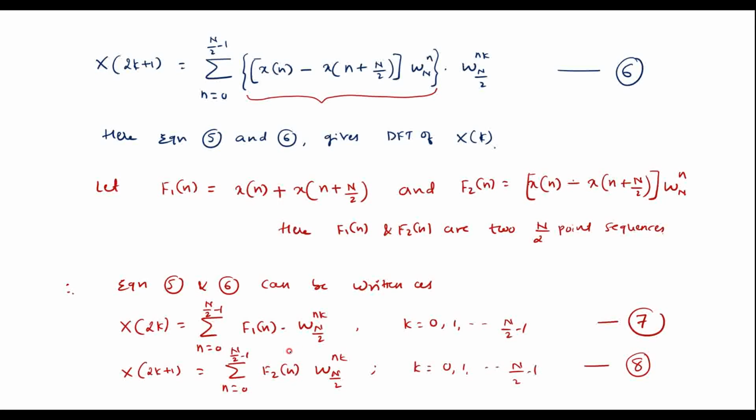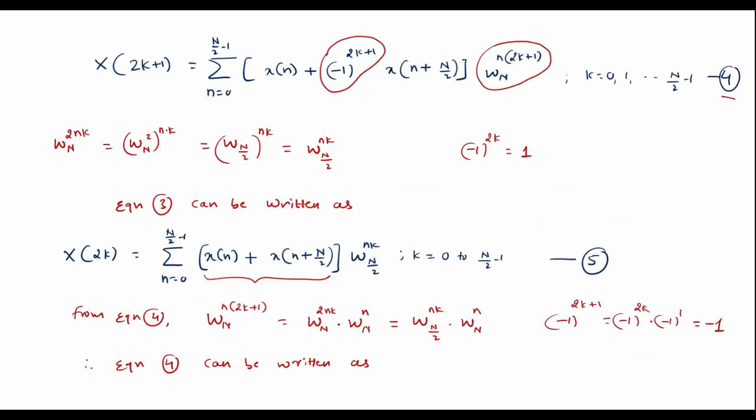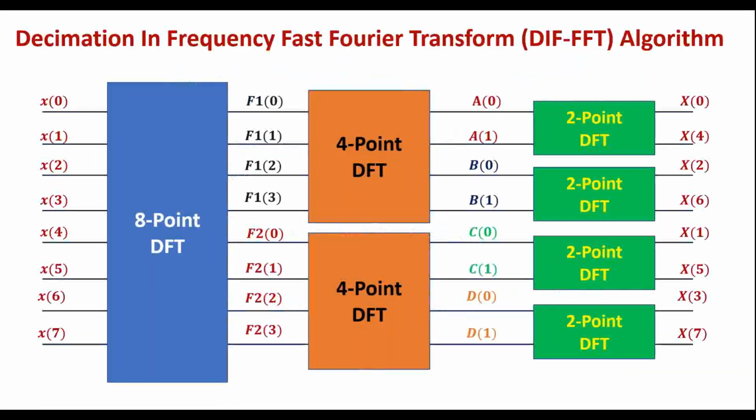So here we can observe that X of k is an N point DFT, and X of 2k and X of 2k plus 1 are two N by 2 point DFTs. So here we have done the decimation in frequency, so the name is decimation in frequency FFT algorithm. This is the result of the first stage decimation in this block diagram: this part is f1 of n and this part is f2 of n. That is, the first decimation is done.